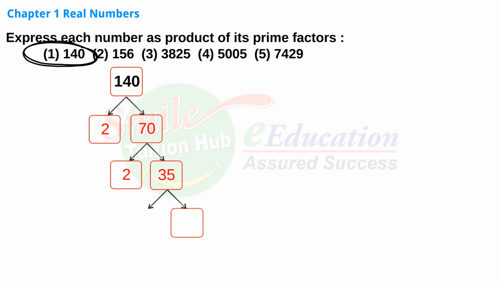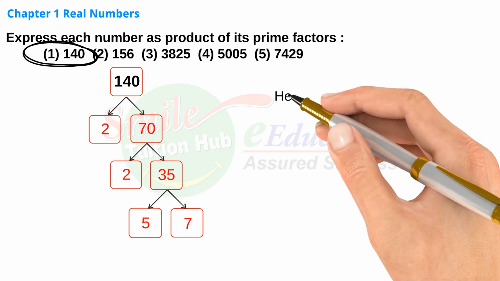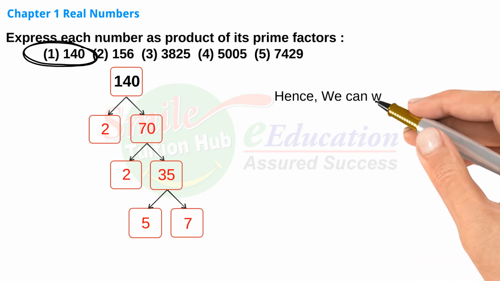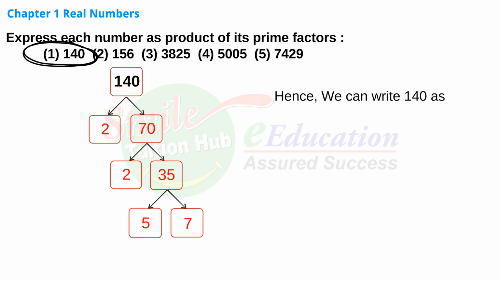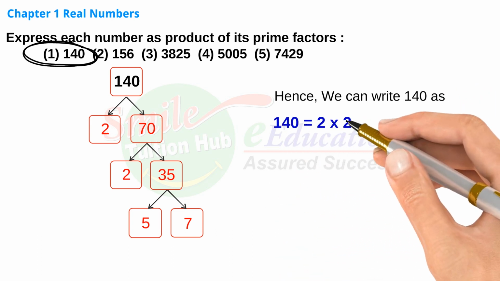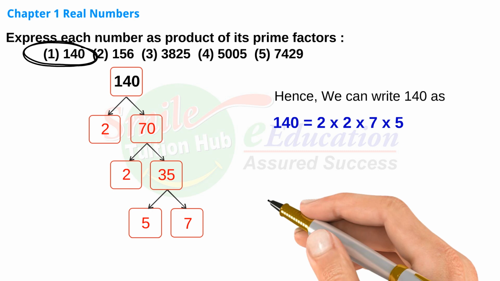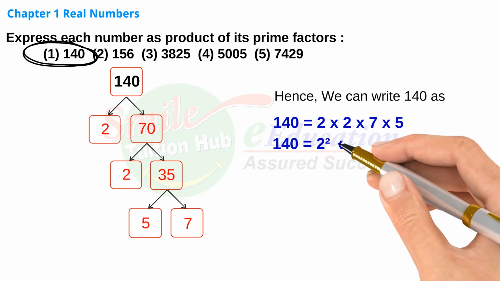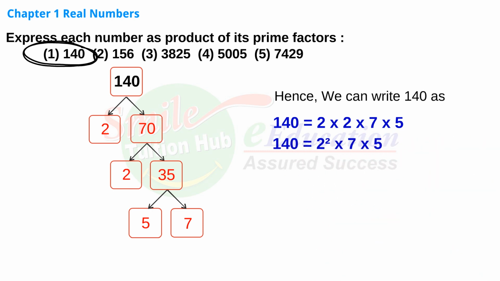Again the same procedure. So we can see 35 is not divisible by 2. So we will divide it by 5. So we can write 7 on the right side box and 5 on the left side box. Hence we can write 140 is equal to 2 into 2 into 7 into 5, which is equal to 2 square into 7 into 5.